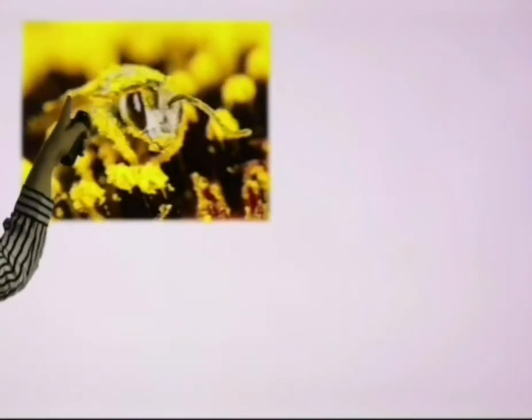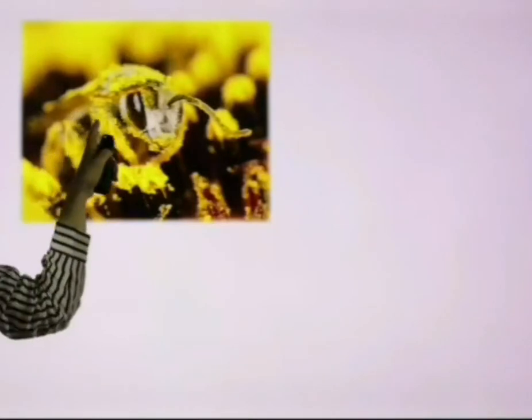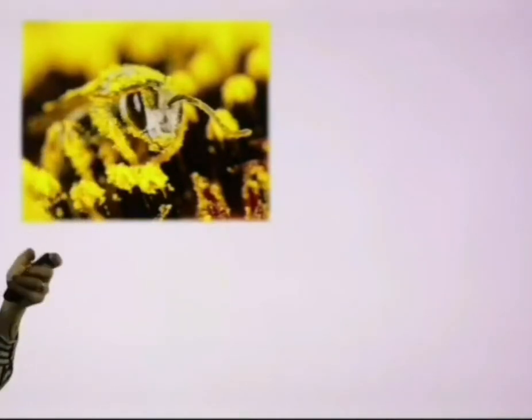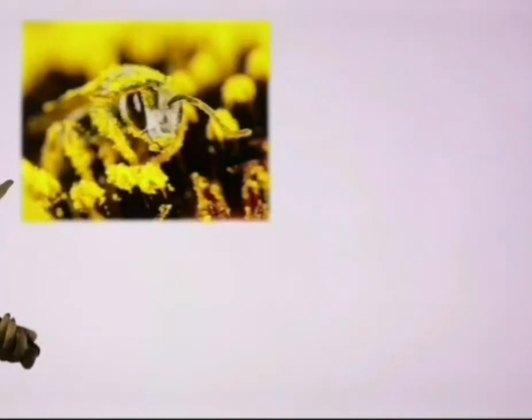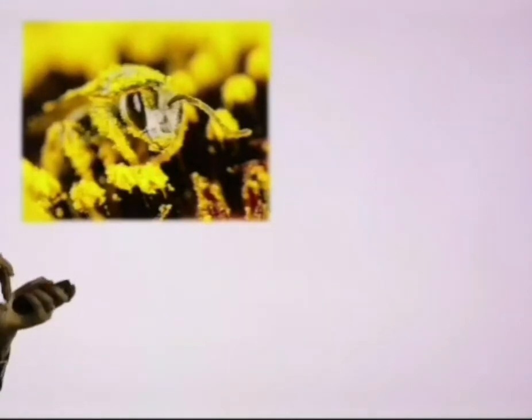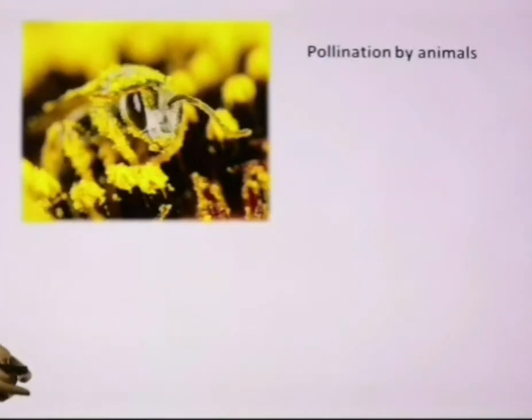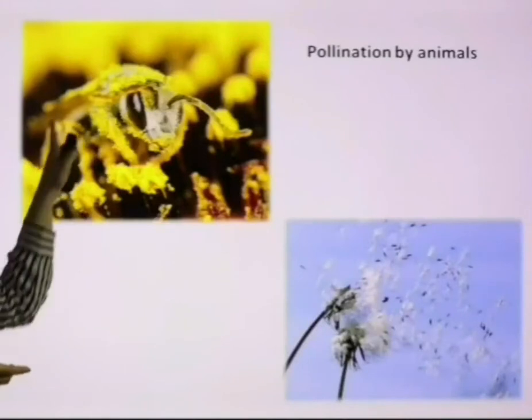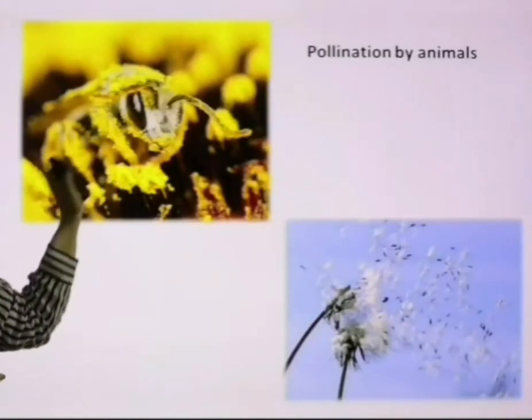So this is a bee. You see this yellow particle? This yellow particle is the pollen. It's stuck on the bee's body. And then what would this bee do? This bee will go from this flower to another flower. Pollination by animals. This is an example of pollination by animals.